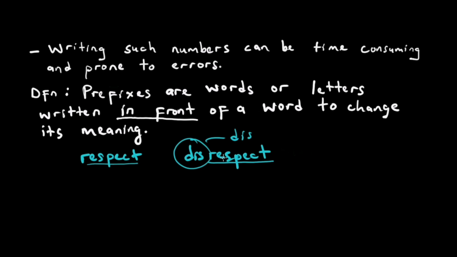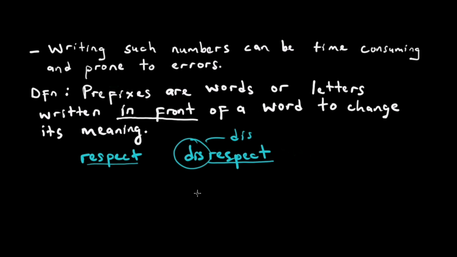So respect, kuremekedza. How about disrespect? Kusakudza, kusaremekedza. You understand? So a prefix goes in front of a word, like dis here. The effect of using a prefix is always to change the meaning. Respect, this respect. You can look up many other prefixes. I just chose this one for the sake of learning.